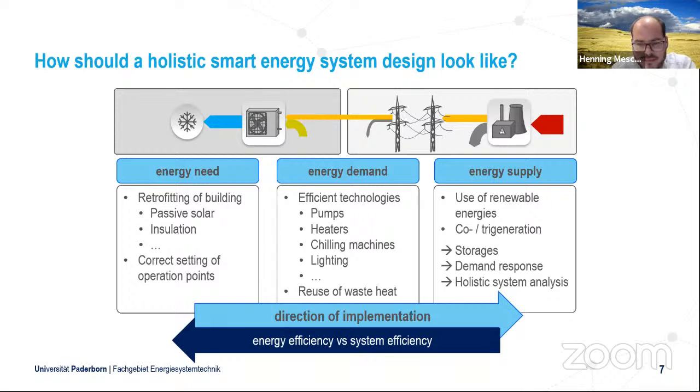Unfortunately, of course, we have some other things we can do on the energy supply side. So we talked about using renewable energies, and then it could make sense that we want to improve some load management and make our energy need more flexible, or our energy demand more flexible. And that could mean that we have to run our system in inefficient points. But mainly you should start reducing the energy needs, then the energy demands, and then improve the energy supply.